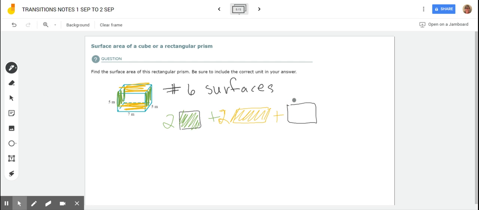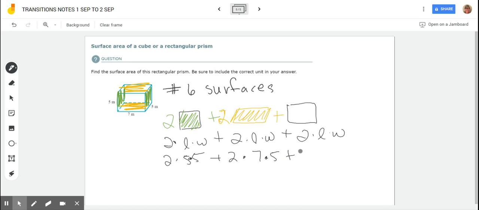Again, formula, substitution, resolution. 2 times length times width of that plus 2 times length times width of that plus 2 times length times width of that. Well, what's the length and the width of the green? This side is 5 and that side is 5. So it's 2 times 5 times 5 plus 2 times 7 times 5 plus 2 times 5 times 7.